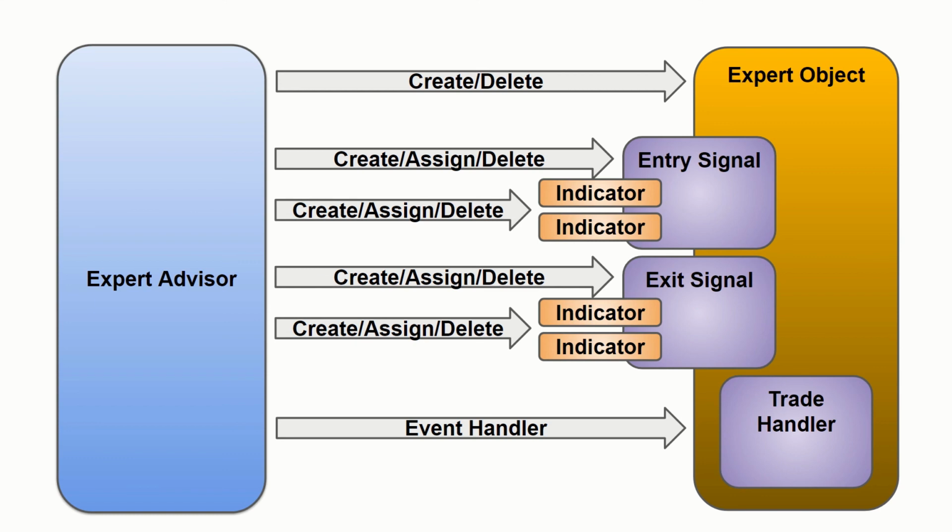The expert object then does all of the main processing. It does the processing loop. It uses the entry signal that's been assigned and the exit signal that has been assigned to decide when to enter and exit trades, and then uses the trade handler to execute on those trades.